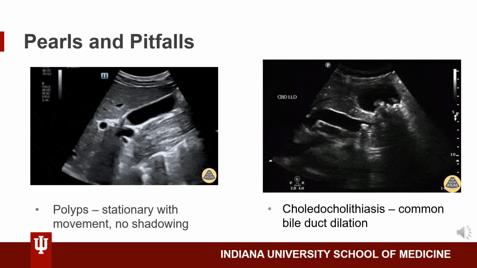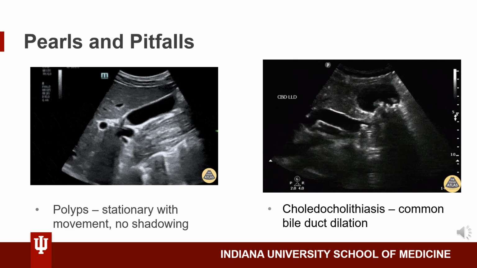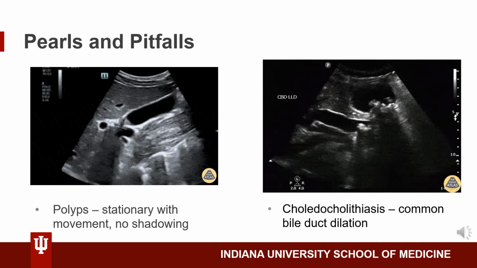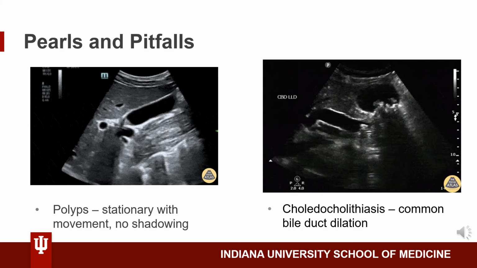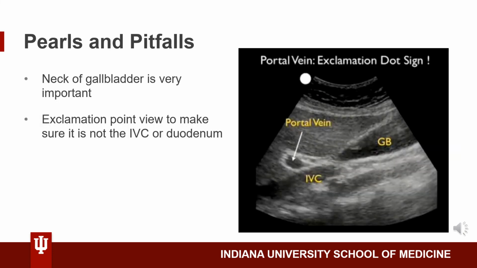And then on the differential of cholecystitis is always choledocholithiasis, and you can check this by seeing if there is any dilation of the common bile duct. An example of this is actually shown on the right. It is also important to remember to visualize the neck of the gallbladder. This is where stones that are symptomatic will be most likely to be found. As you remember from our previous examples, both of those stones were in the neck of the gallbladder.